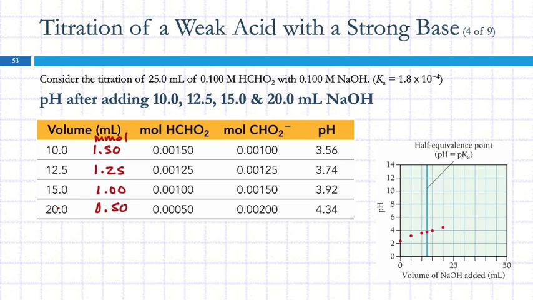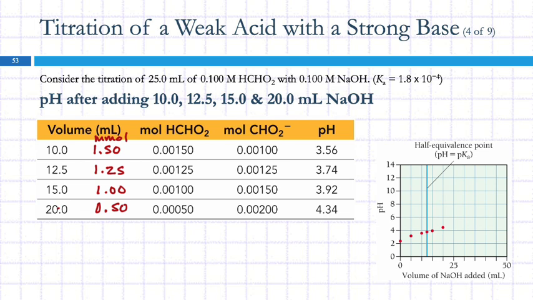So the first slide on this example, we calculated the volume needed at the equivalence point, and it was 25, right? 12 and a half is half of that. So that's called the half equivalence point. At the half equivalence point, the moles of the weak acid and its conjugate base are equal because half of the acid is converted into the base.